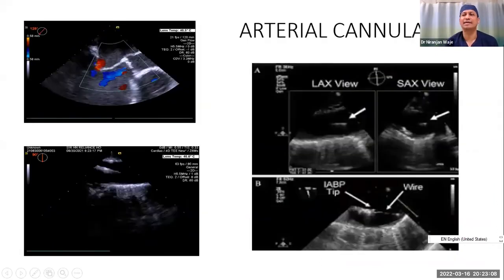Finally, in an unstable condition, echo can help you guide the IABP placement. Not only can it help you guide the placement of the wire, as you can see here, it can also help you to confirm the position of the IABP.